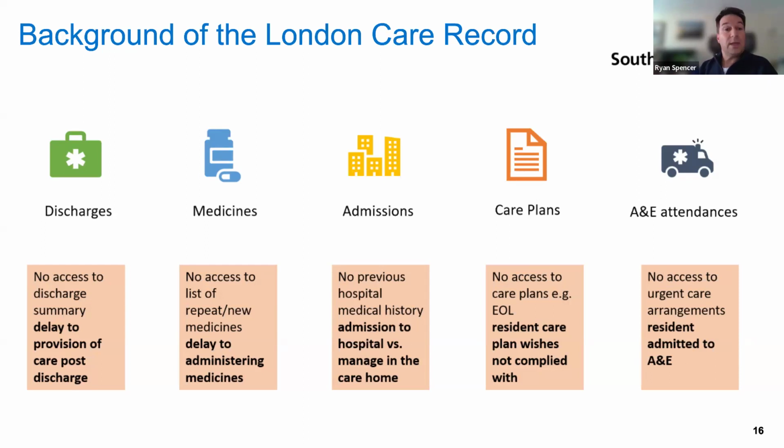So discharge summary, these are the issues that were faced prior to the London Care Record coming on board. Care homes said they had no access to repeat medications. There was no previous medical history of a resident coming to their home, no care plans, and no access to urgent care arrangements either once they were admitted to A&E.